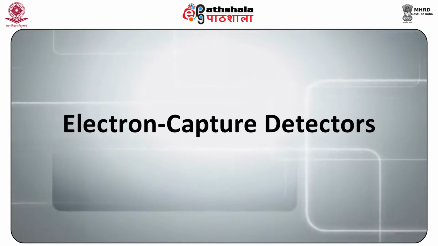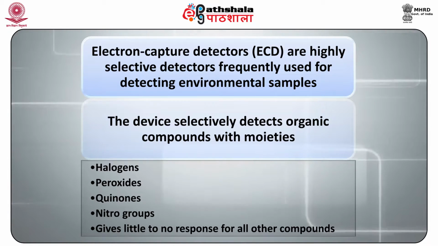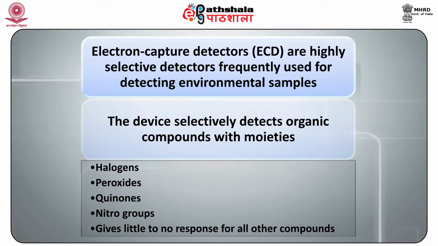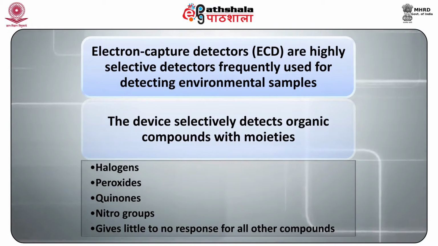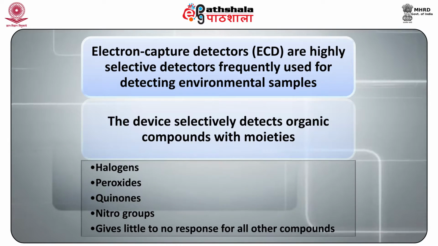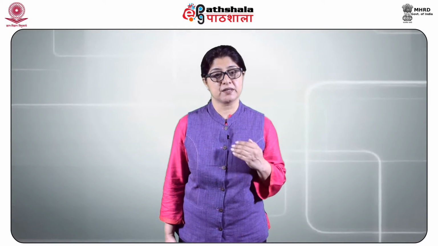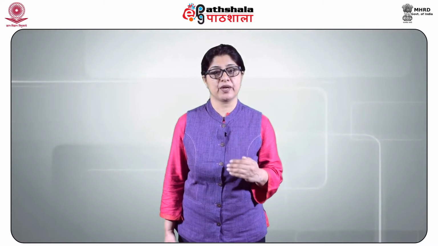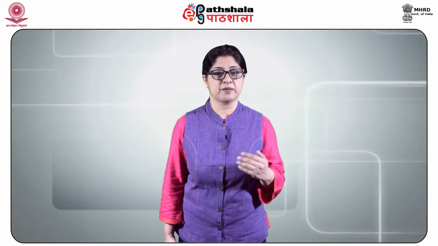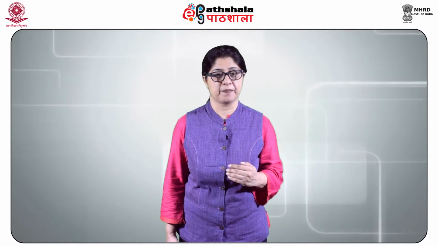Electron capture detectors. Electron capture detectors (ECD) are highly selective detectors frequently used for detecting environmental samples. The device selectively detects organic compounds with moieties such as halogens, peroxides, quinones and nitro groups and gives little or no response for all the other compounds. Therefore, this method is best matched for application when trace quantities of chemicals such as pesticides are to be detected and other chromatographic methods are unfeasible.